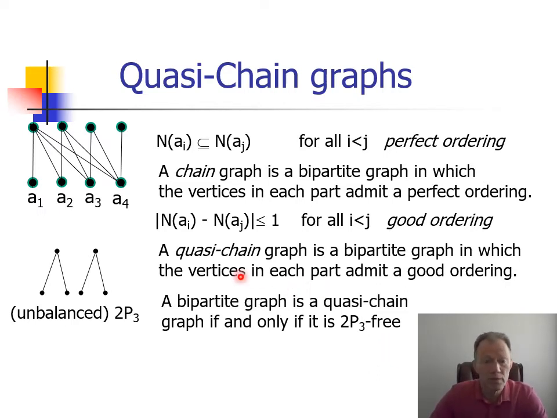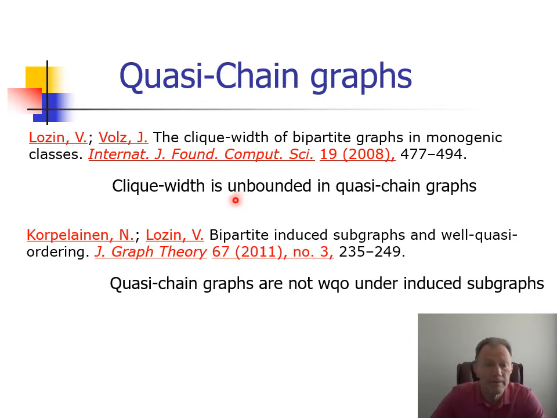It's not difficult to see that quasi-chain graphs generalize chain graphs, because for chain graphs, the right-hand side of this inequality always equals 0. And this small difference between a 0 and a 1 changes the structure and the properties of graphs in the class dramatically. In particular, clique-width of quasi-chain graphs is unbounded, which was proved in this paper.